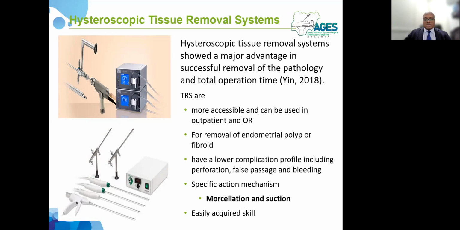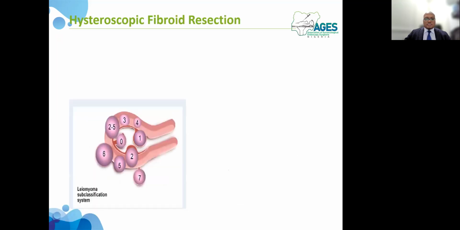They have a lower complication profile, particularly of uterine perforation, creation of false passage, and bleeding. They have a specific mechanism of action, which involves morcellation and suction of a specimen. And most importantly, the skills to perform this procedure are easily acquired.